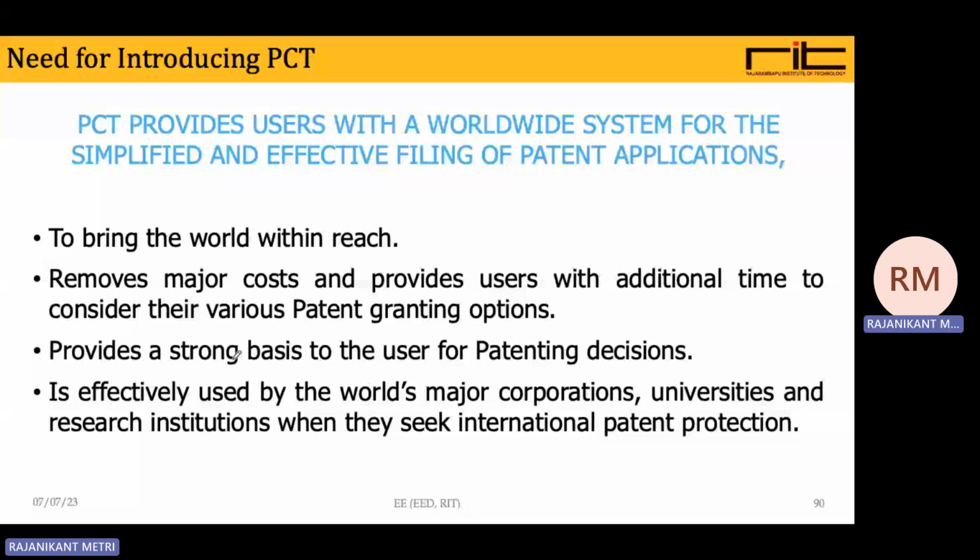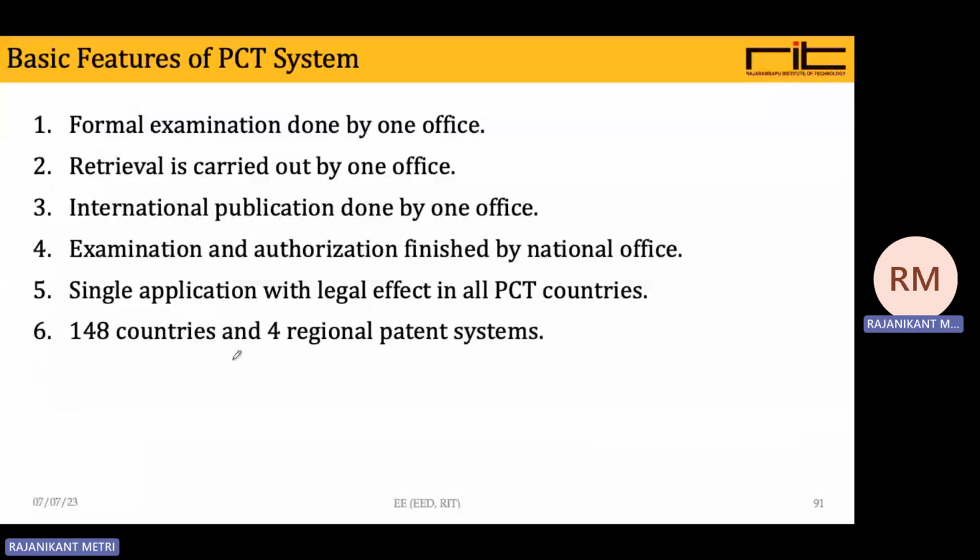What are the basic features? Formal examination is done by one office. Retrieval is carried out by one office. International publication is done by the one office. Examination and authorization are finished by the national office. A simple single application with legal effect in all the PCT countries, that is 148 countries, and 4 regional patent systems. So these are some of the fundamental features of the PCT.